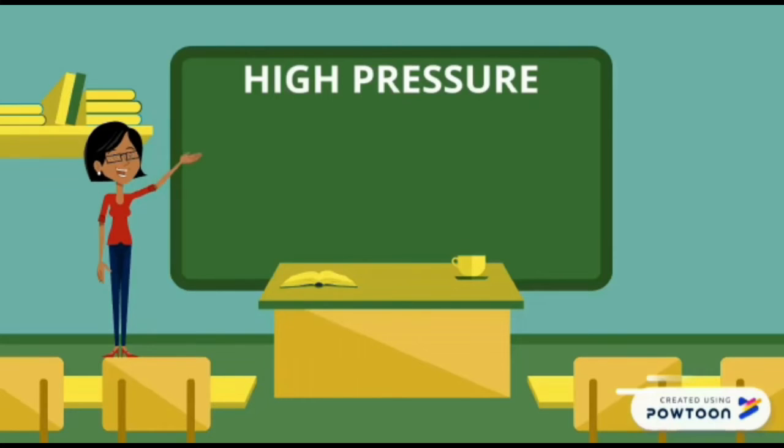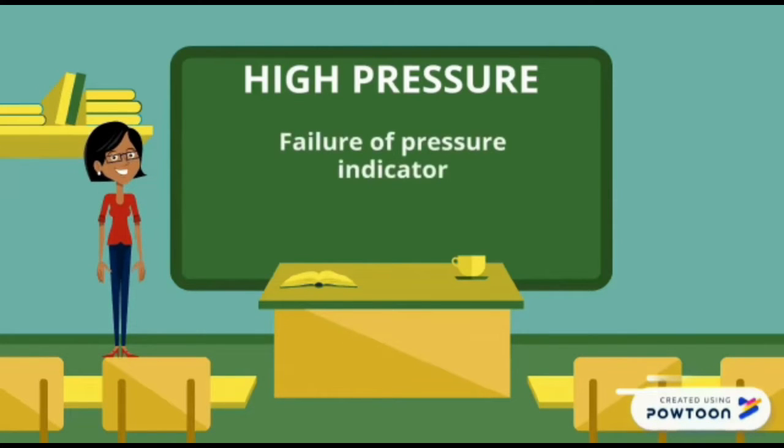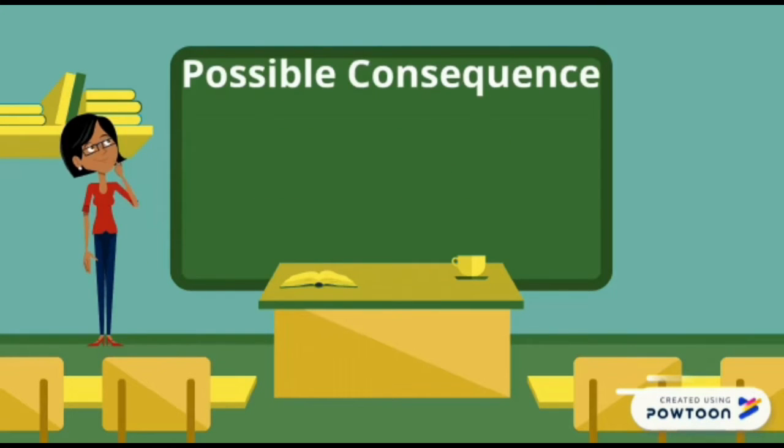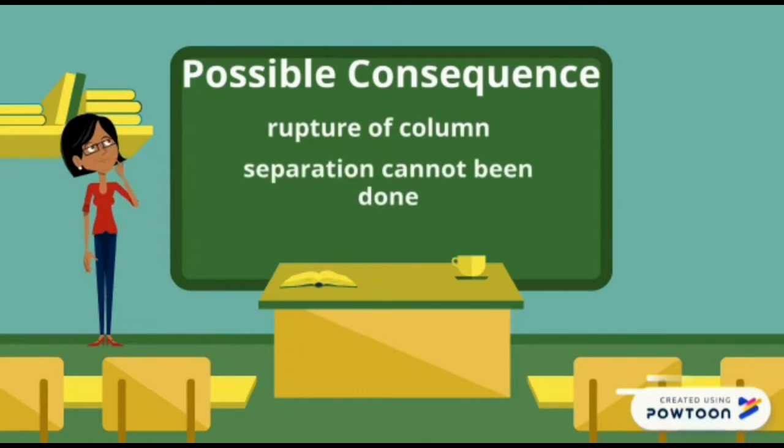For high pressure, there are 2 possible causes. The first one is failure of the pressure indicator controller, and the next one is higher hot water pressure flowing into the system. The possible consequences of the high pressure are rupture of the column, which means separation cannot be done, and also loss of product.